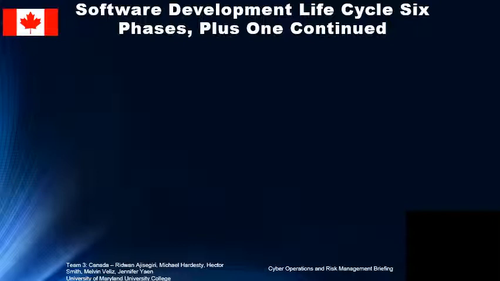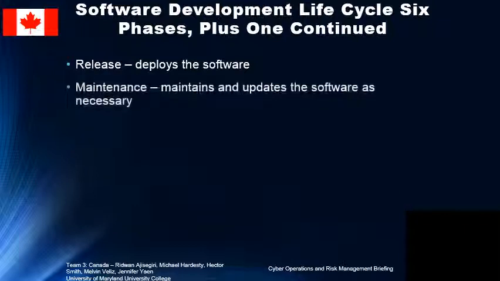The fifth phase of the SDLC is the release phase that deploys the software. This allows for the developer to deploy the plan, implement training materials, test the evaluation summary, and install the artifacts. The final phase of the software development lifecycle is the maintenance phase that maintains and updates the software as necessary. This allows the developer to change the control plan and apply the project repository.